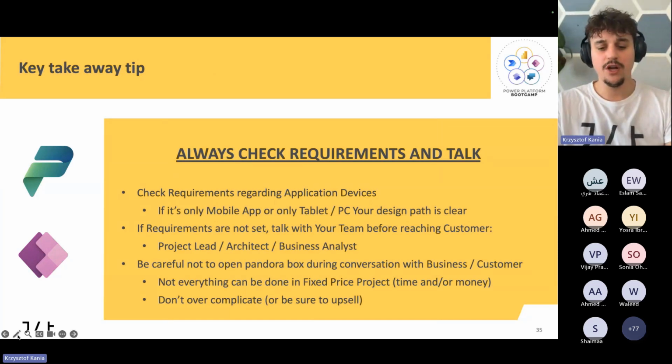So I encourage you to always be sure about your requirements. Always talk with your team, architects. If you're an architect, maybe with a product owner, find someone to talk with. It can be even a project manager and different people on the same project. Why? Because we want to be sure that our path of design is clear. And if the requirements are not set, your team is not aware of it, there is nothing in the documentation, we can always go and talk with your customer. But before, make sure you talk with your team.